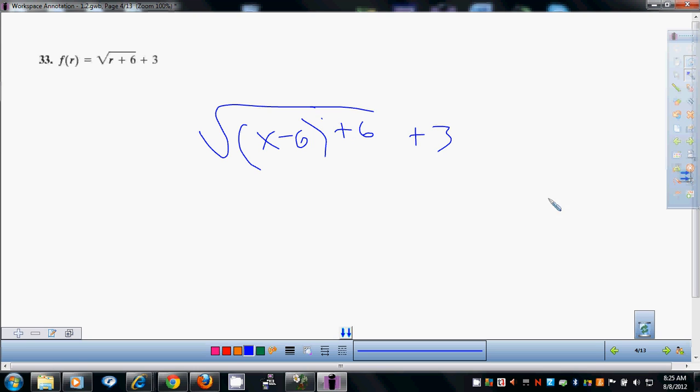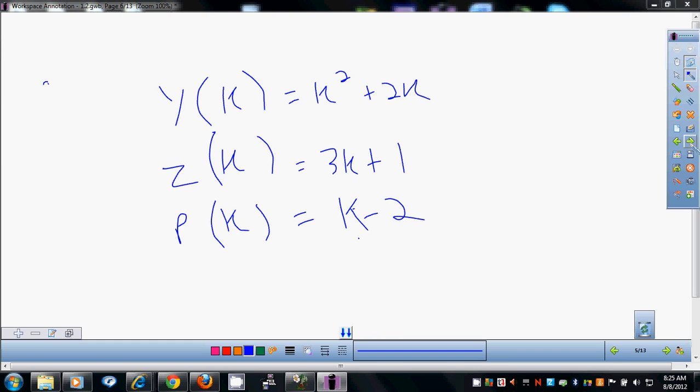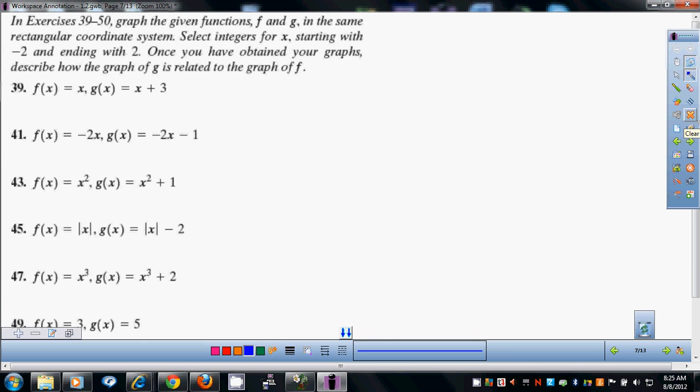Alrighty, let's move on then. In exercises 39 through 50, graph the given functions f and g in the same rectangular coordinate system. Blah, blah, blah. What they really want you to do is plug in all the values from -2 to +2 and plot those 5 points for all of these. So I'll pick one. Well, let's start with the basic one. Let's start with 39. You're going to have to make multiple XY charts. So here will be my f of x XY chart.